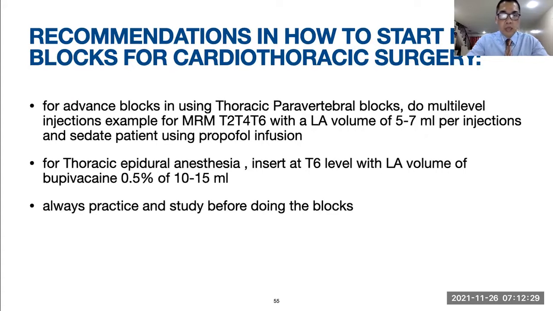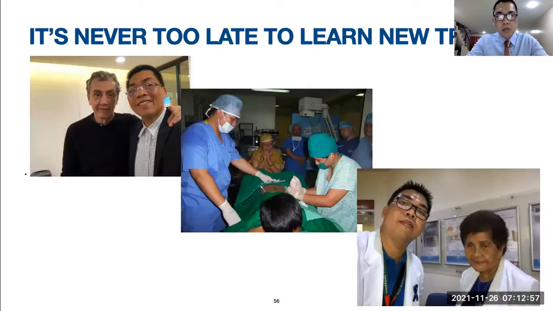For advanced block, using thoracic paravertebral block, do multi-level injection. Example for MRM, T2 to T4, T6 with a local anesthetic volume of 5 to 7 mL per injection and sedate the patient using propofol. For thoracic epidural anesthesia, insert at T6 level with a local anesthetic volume of around 10 to 15 mL. Always practice and study before doing the blocks. It's never too late to learn new tricks.